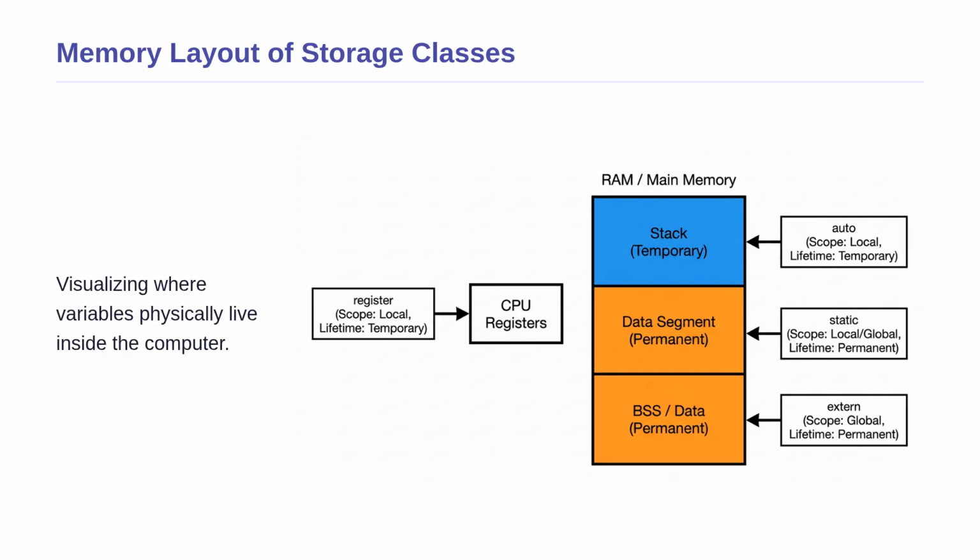On the screen, you can see a diagram separating the ultra-fast CPU registers on the left from the standard RAM on the right. Notice how the register storage class is the only one that requests space in the CPU. Meanwhile, the auto class goes to a temporary scratch pad in RAM called the stack. The static and extern classes, which have permanent lifetimes, are stored in the data segments of RAM. Let us explore each of these four classes one by one.